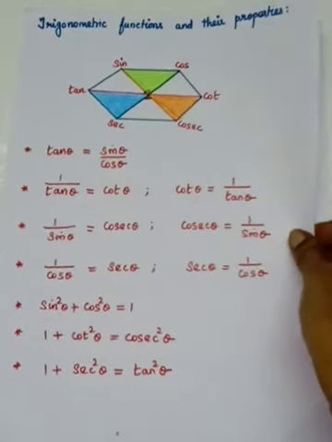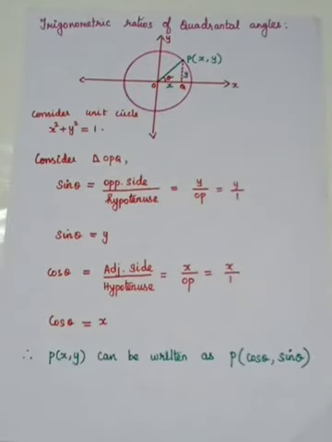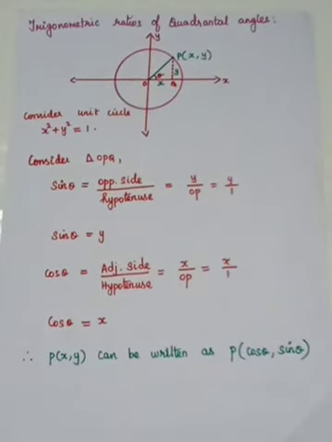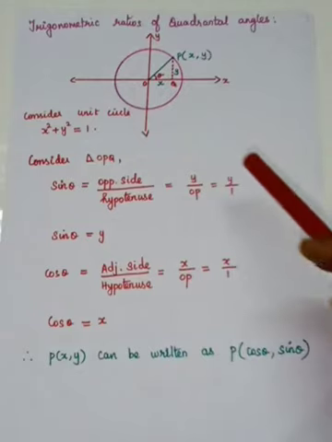Okay, so we'll come to the next one, trigonometric ratios of quadrantal angles. First you should know about the quadrantal angle. In the trigonometry introduction class I have said it. Quadrantal angle means the initial side and the terminal side of the angle should be on the x-axis or y-axis.